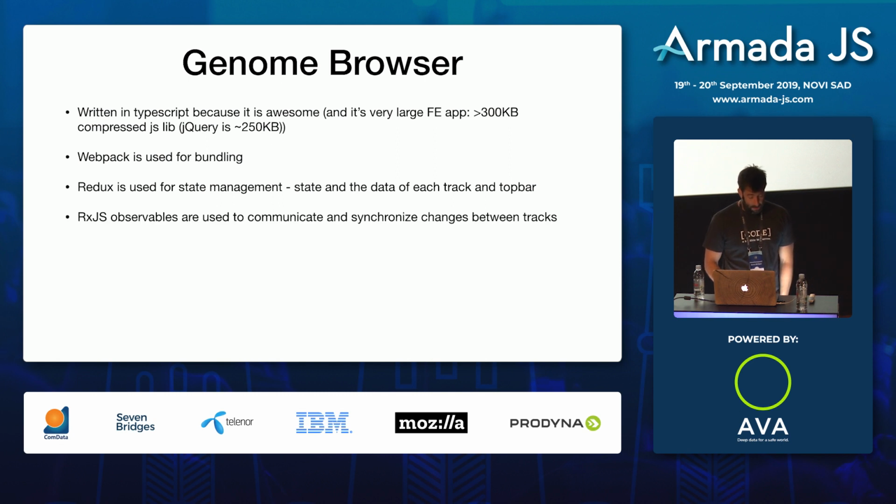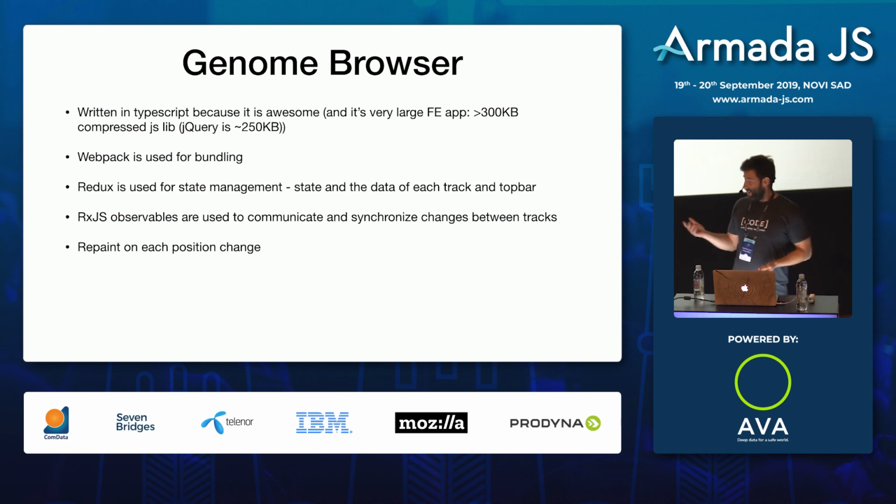RxJS observables are used for communication and change between tracks. Miroslav had a great talk about RxJS. I hope you heard him. Of course, you have to repaint all tracks on each position change. I didn't say that it's not only a BAM file. Each track has its own file or database. So each move should actually trigger some request from backend to backend, and each track will be separately rendered.